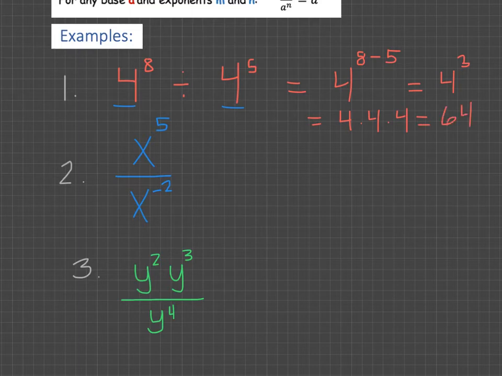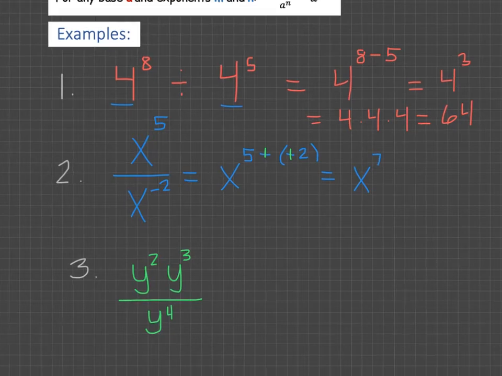X to the 5th divided by x to the negative 2. So remember that fraction line is the same as dividing. We have the same base top and bottom, and we're just going to subtract, even though we've got that negative exponent in the bottom. So 5 minus the exponent of negative 2. So a little refresher on subtracting negatives. Subtracting a negative makes it a positive. So that ends up being 5 plus 2. So we end up with x to the 7th.